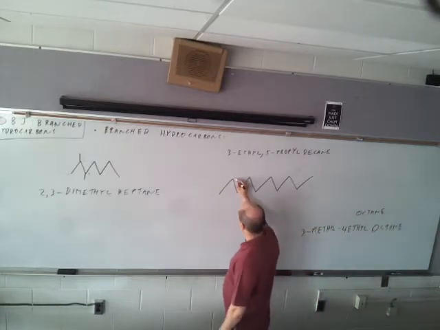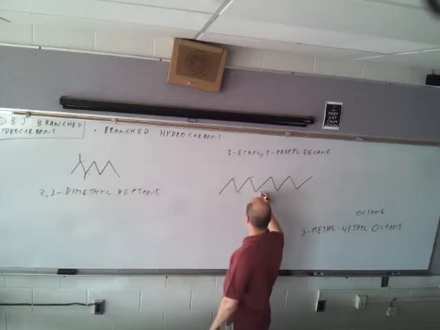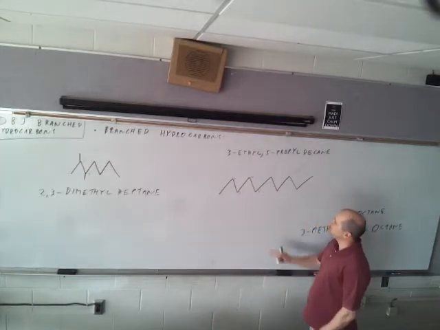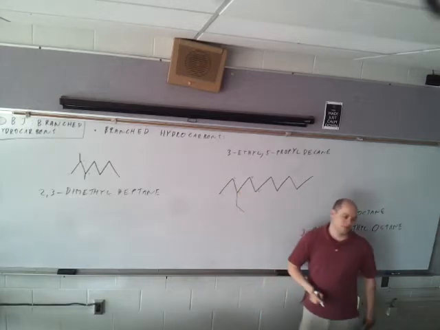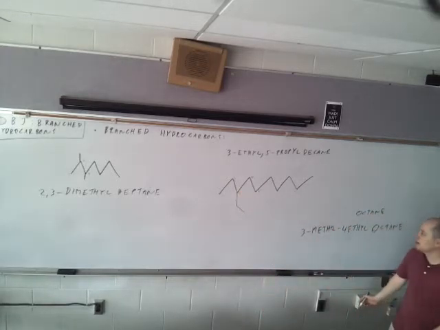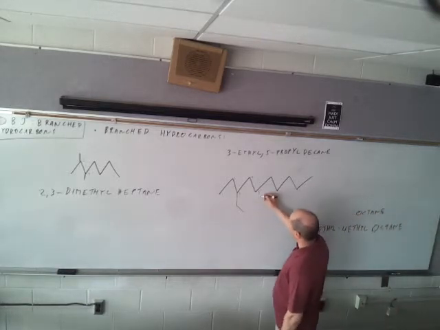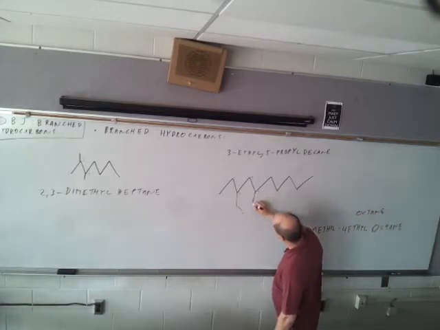This will be 1, 2, 3, 4, 5. So 3-ethyl. So here's number 3 carbon. It gets an ethyl. That's 2 carbons, right? And then number 5 gets a propyl, which will be 3 carbons. So it'll be like 1, 2, 3.